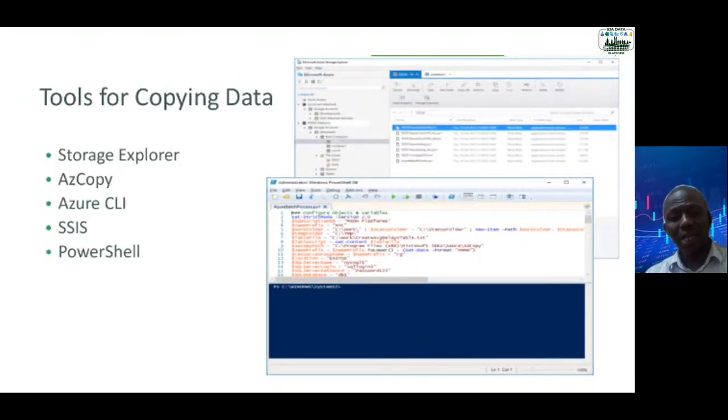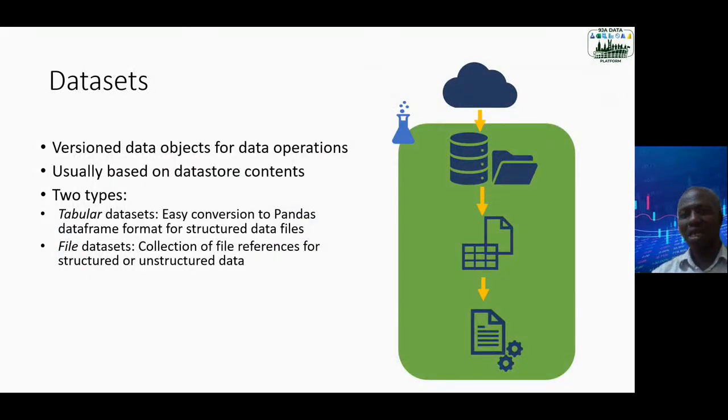So to get our data into our cloud to a data store, these are the tools we can use. We can do that with our traditional SSIS, or AzCopy, or Azure Storage Explorer, or some other means. PowerShell also can be used. Then what is a data set? That is our data, okay? And your data could be tabular data or file data. And based on the usage of the data, you can have different versions of the same data.